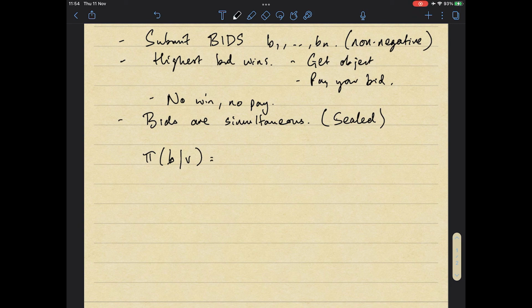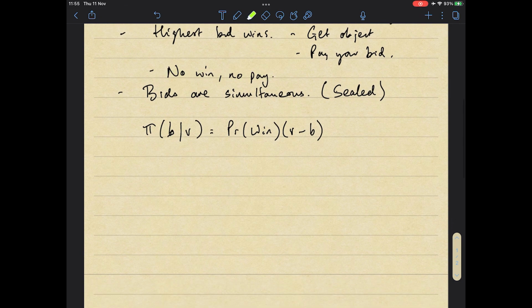What's my expected payoff? Well, with some probability, which we'll analyze a lot more, I win the auction, in which case I get the object, which gives me value V, but I have to pay B. So V minus B is my profit or surplus, if you like. And then it's zero otherwise. Remember, no win, no pay. And so with probability 1 minus the probability of winning, I get 0. So it takes a very simple form, this expected payoff.